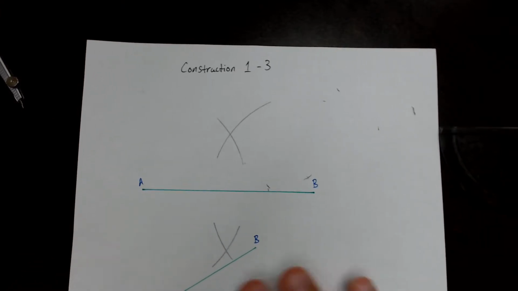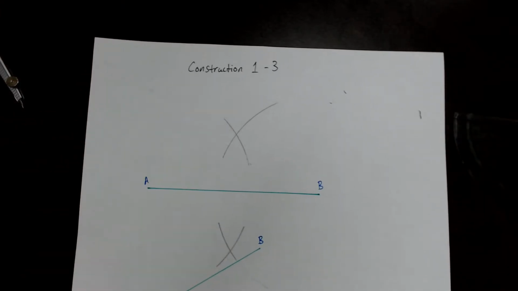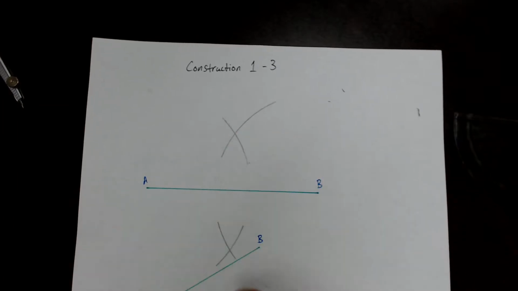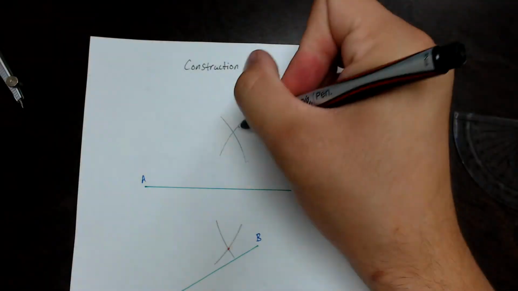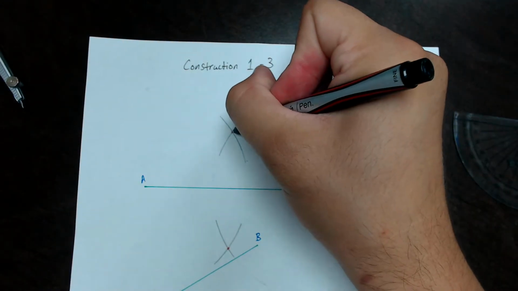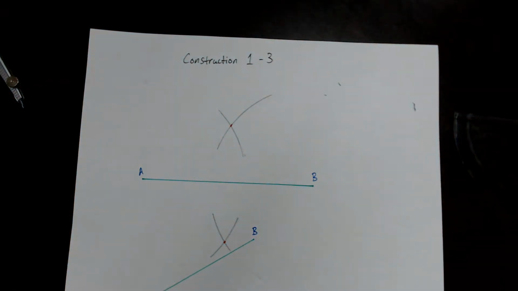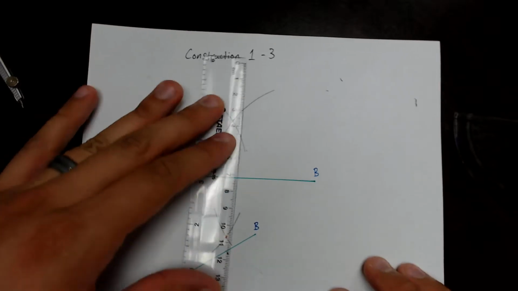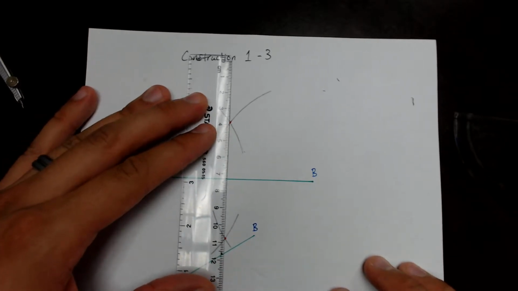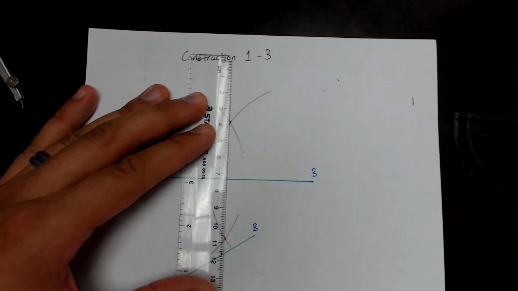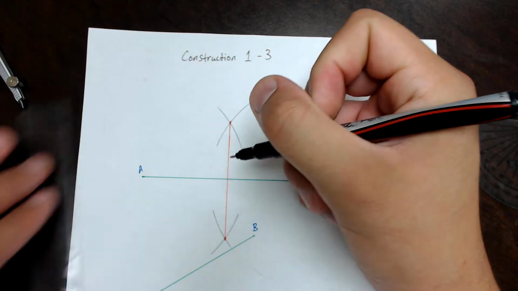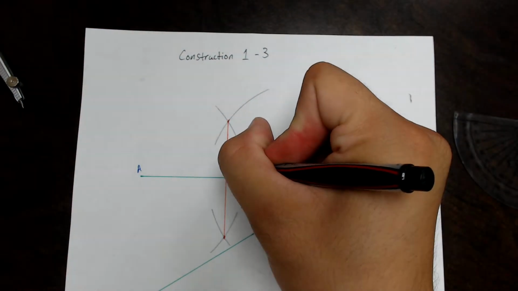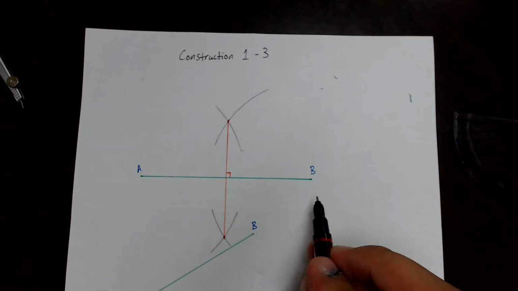Okay, now I've got my arcs above and below. I see I've made 2 points, right? I've made 1 point here and 1 point here. All I have to do now is take a straight edge, line up those 2 points on the straight edge, and then draw a line which forms the perpendicular bisector. So now what I've done is I've created a perpendicular angle and I've perfectly bisected the line segment.